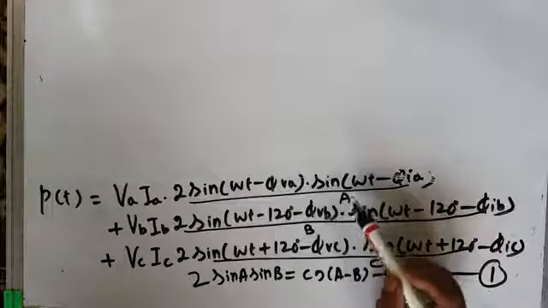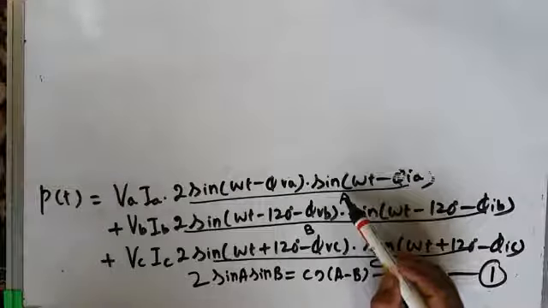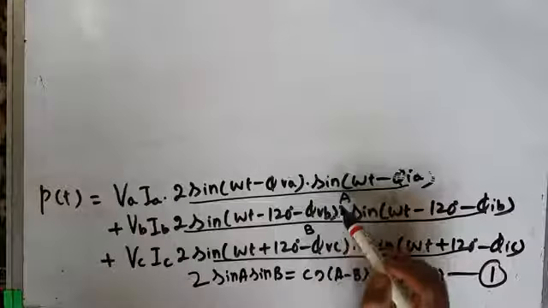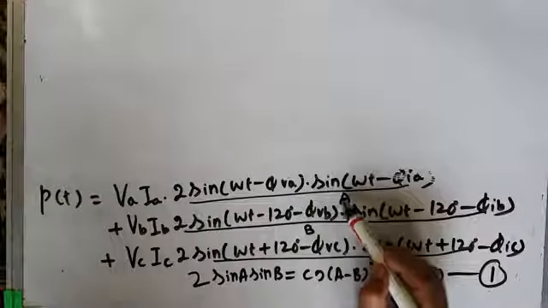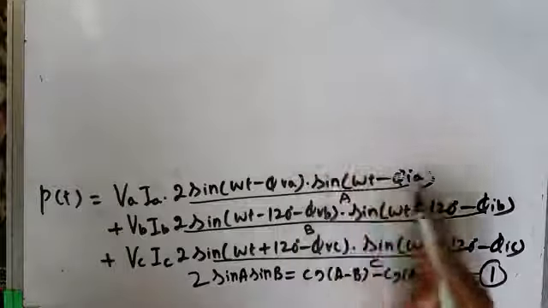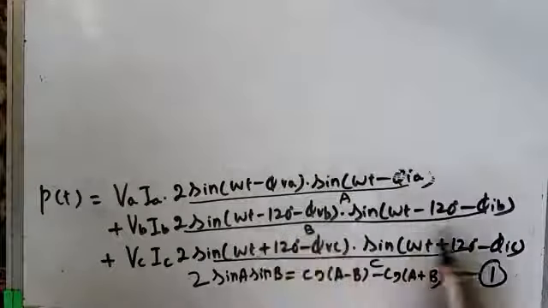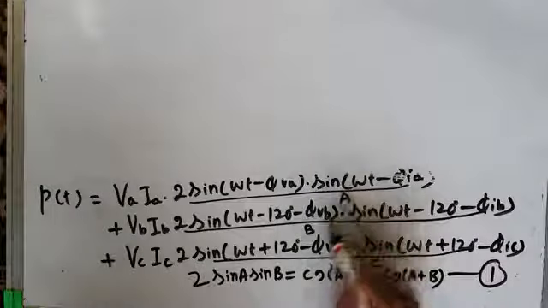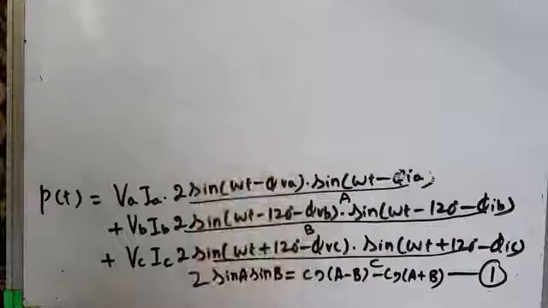So let us now compute and simplify terms A, B and C. After simplifying these terms, using the trigonometric identity 2 sine A sine B is equal to cos of A minus B minus cos of A plus B, we'll put the simplified terms A, B and C back into equation 1 and we will get the final result.